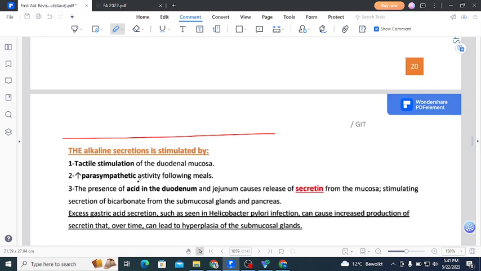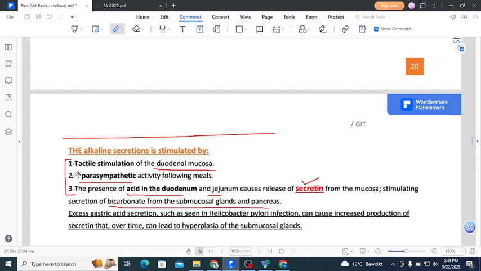Now here they are saying that the alkaline secretion is stimulated by the tactile stimulation of the duodenal mucosa, increased parasympathetic activity following the meals, and the presence of acid in the duodenum and jejunum, which causes the release of secretin from the mucosa, stimulating the secretion of bicarbonate from the submucosal glands and pancreas. So these three are the stimuli which help secrete the bicarbonate from the Brunner gland and the pancreatic ductules.